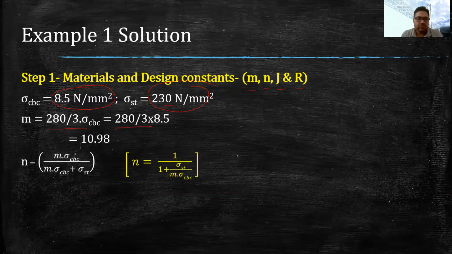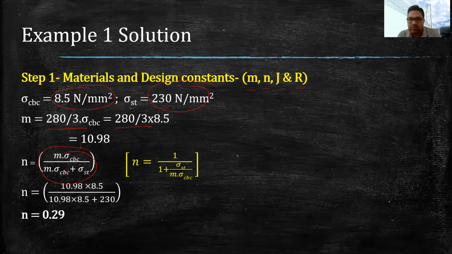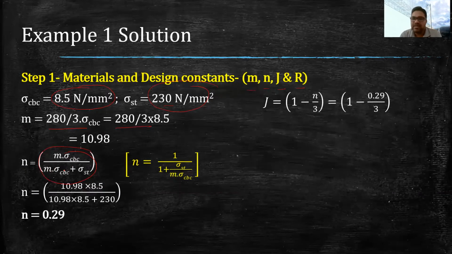Similarly, we can find out the N value also. The formula for N will be M into sigma CBC, divided by M into sigma CBC plus sigma ST. So putting all the values, we can calculate the value of N as 0.29. After that, we will find out the value of J, and J is 1 minus N by 3.